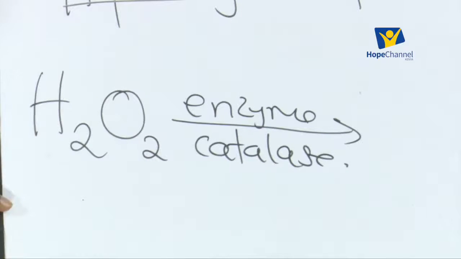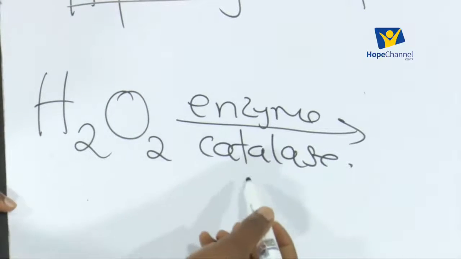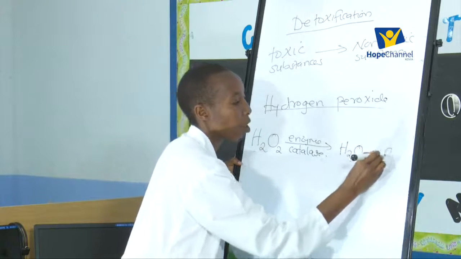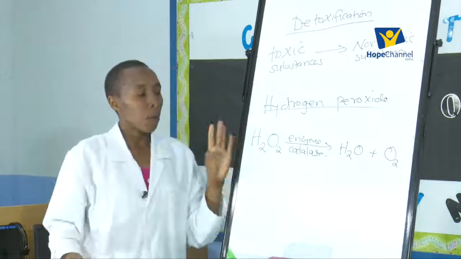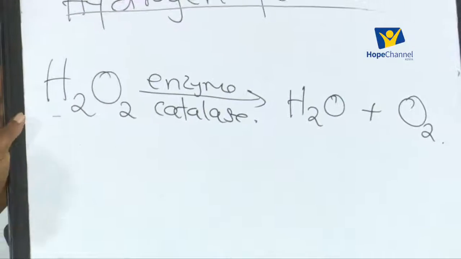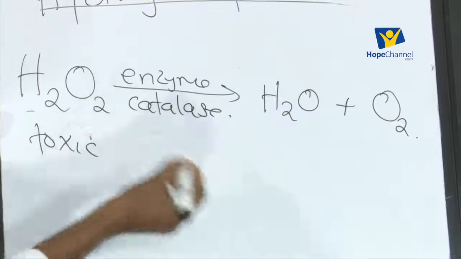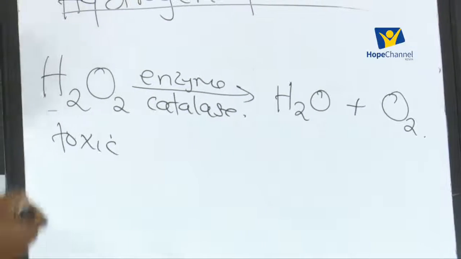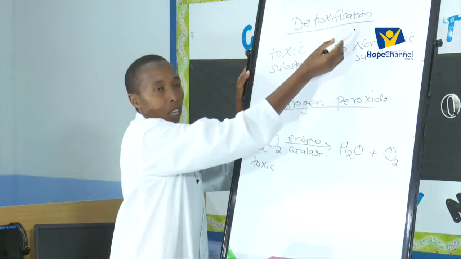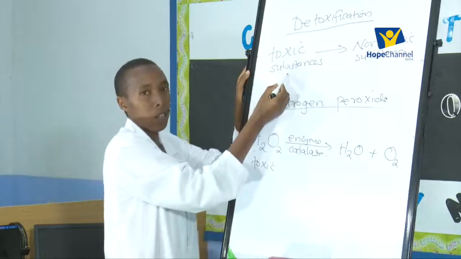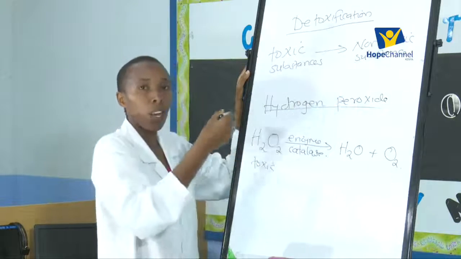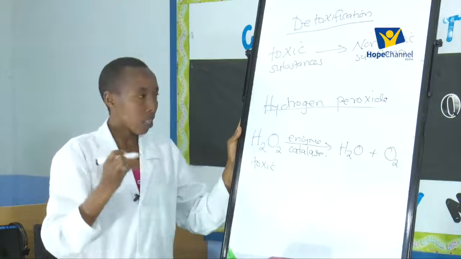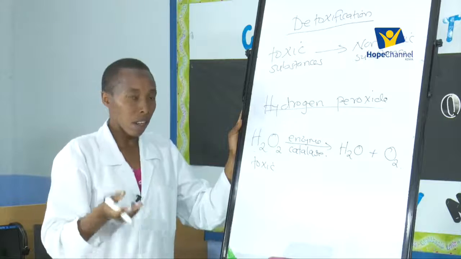But the liver cells contain an enzyme, catalase, which breaks down the hydrogen peroxide into water and oxygen. Now, you see the products that are formed are not toxic. Hydrogen peroxide is toxic, but water is not toxic, oxygen is not toxic. And because of that, we are saying that the liver does the role of detoxification, converting toxic substances into non-toxic or less toxic ones.